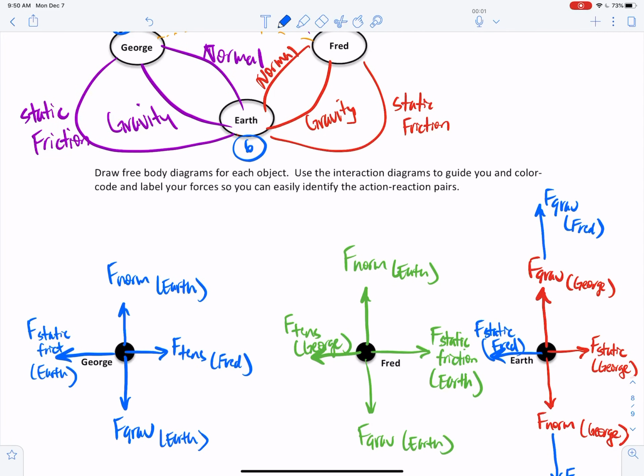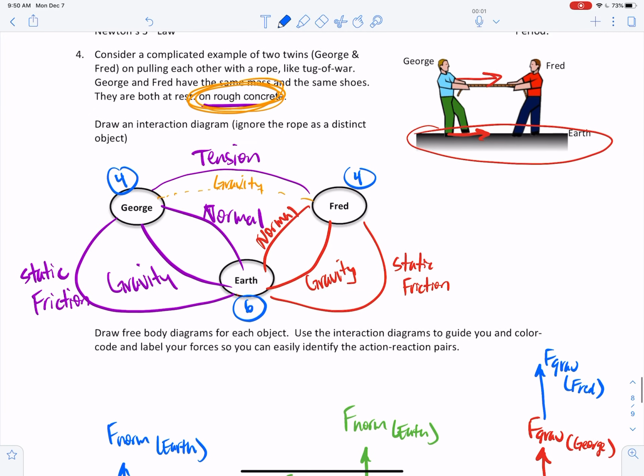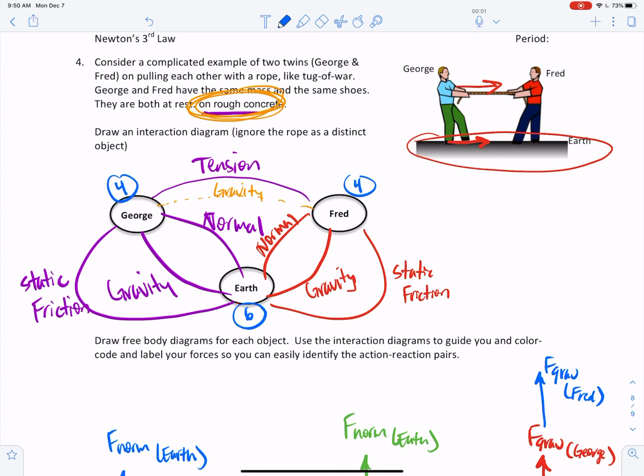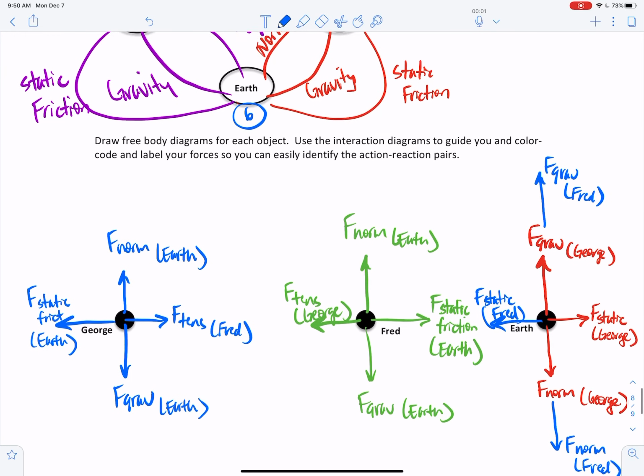That is about as hard as it gets, folks. That was an example of 3 interacting objects through multiple forces. So this is Newton's third law, interaction diagrams, and the free body diagrams that they help us draw.